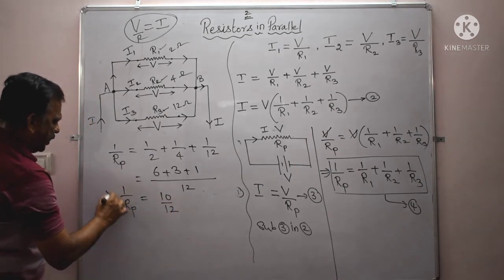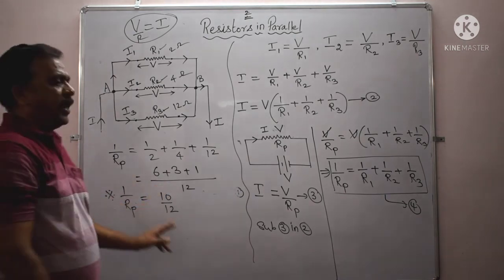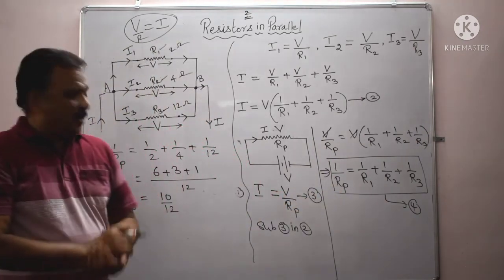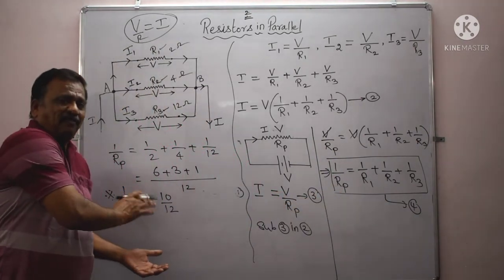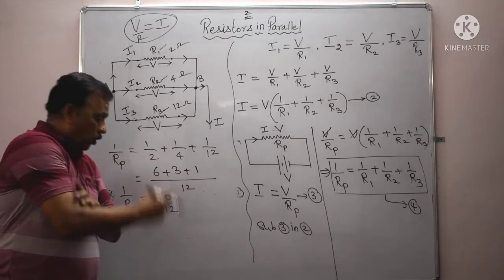You have to be very careful here. Many students will write that the total resistance is 10 by 12 ohm. Operation success, patient dead. The answer you have got is not the effective resistance, it's the reciprocal of effective resistance. So look before you leap.